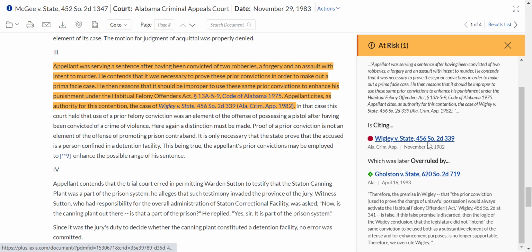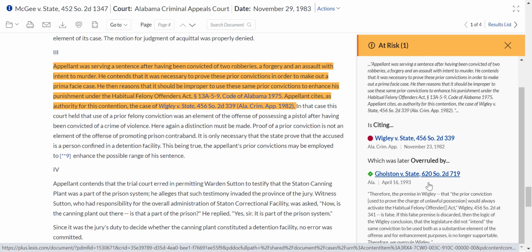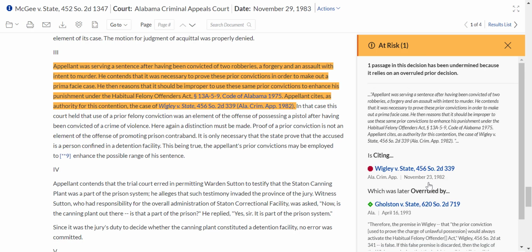It's citing to Wigley v. State, which was later overruled by Golston v. State. So this helps draw our attention to parts of the opinion that are not good law. McGee is not bad law. Nobody's talked about McGee negatively. But the at-risk indicator is going to show us that we probably wouldn't want to rely on McGee for this particular portion because it relies on Wigley, which was overruled by Golston v. State.